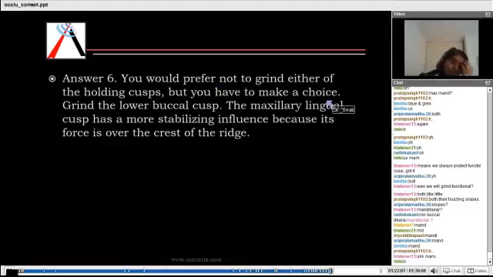Okay. So here you would prefer not to grind either of the holding cusp. But you have to make a choice, isn't it? Grind the lower buccal cusp. The maxillary lingual cusp has more stabilizing influence because it forces over the crest of the ridge.